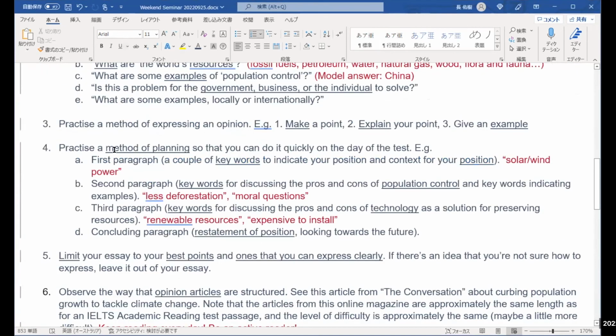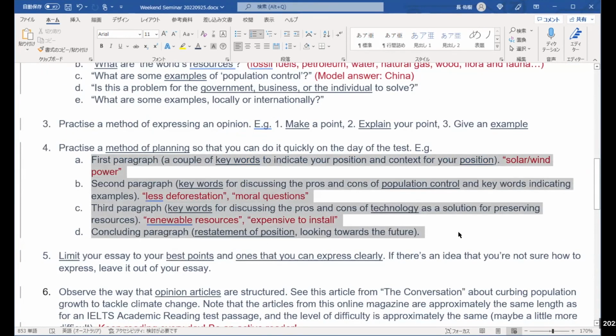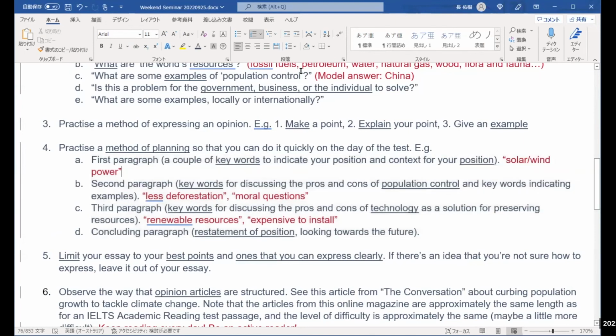But so definitely a method. So methods of constructing an essay, things you can do to check your essay and so on. Definitely, keep practicing those. Great.